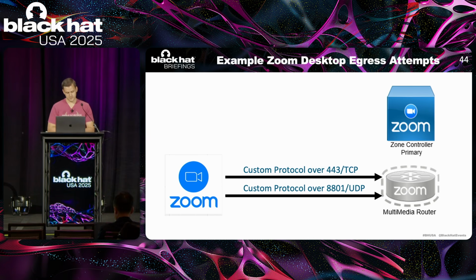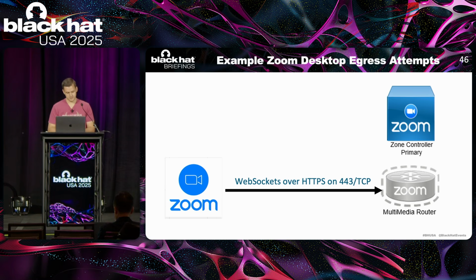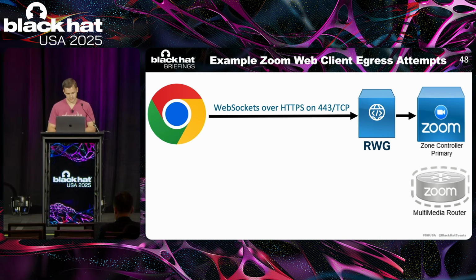And so it's going to then try to make connections on 443 TCP and 8801 UDP to that multimedia server, and that's going to fail because of the egress controls in the environment. And so then it's going to switch over to using WebSocket connections over 443 TCP and basically send that same data that it would have sent over those two connections over a WebSocket communications channel, which would then work with the web proxy.